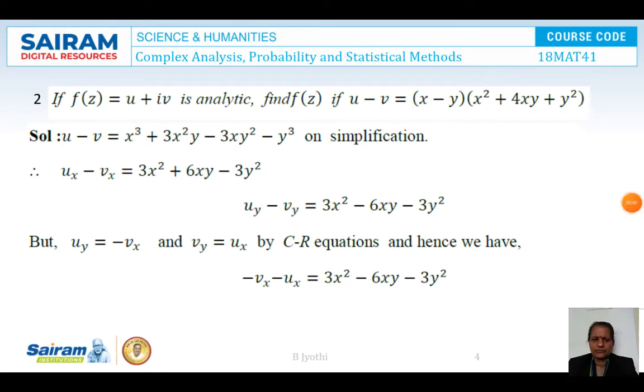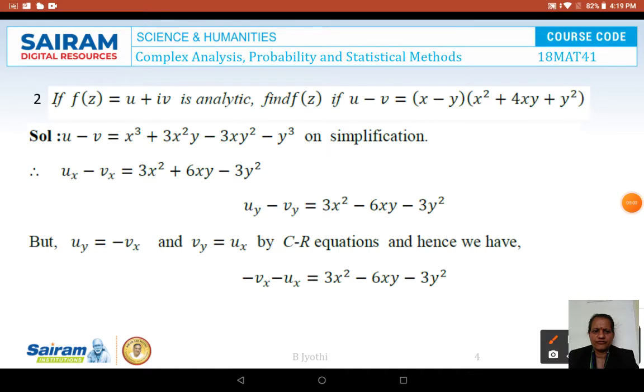Next problem. If f of z is analytic with u plus iv, find f of z if u minus v is equal to x minus y times x squared plus 4xy plus y square. Now we need to multiply this x minus y into x squared plus 4xy plus y square. Let me multiply and simplify here.